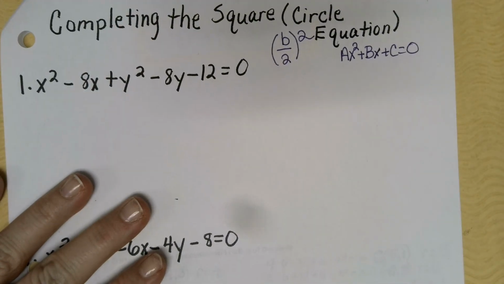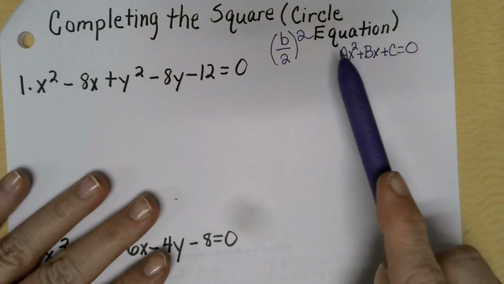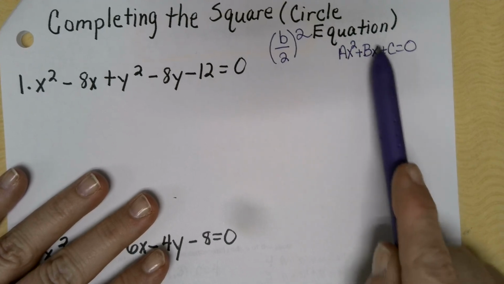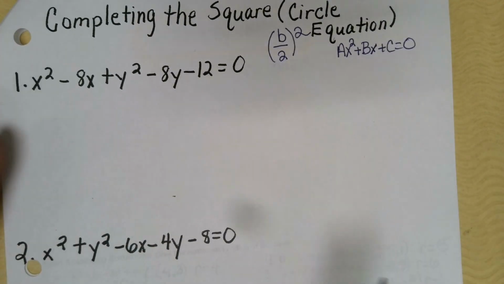Okay, we have a quadratic, A, B, and C. Just like when you were doing the quadratic formula in Algebra 1, the number in front of x squared is your A, the number in front of x is your B. That is what we're looking for to get this number here.